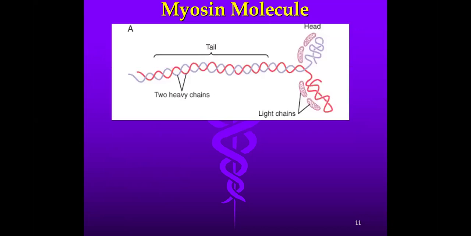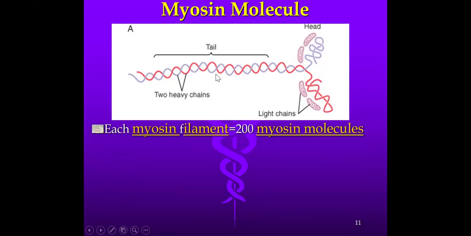This is the myosin molecule structure which we have discussed in the previous slide. It's made up of two heavy chains and four light chains. We can see here one, two, three, and four. So four light chains and two heavy chains. The two heavy chains, like a helix, wrap around each other. This is known as the head. This is the tail. So this is the structure of the myosin molecule.